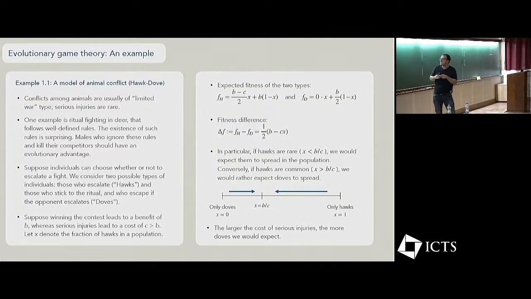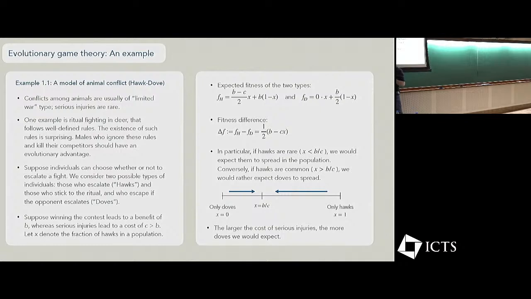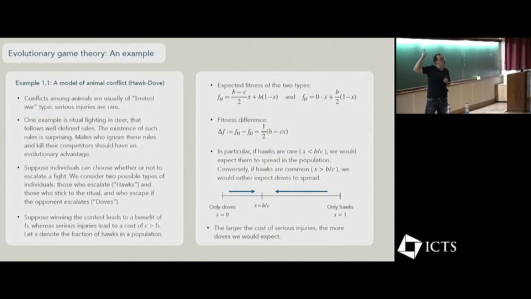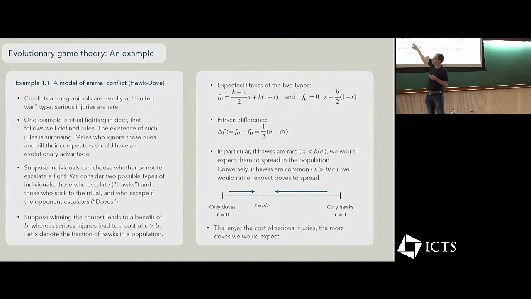What is interesting here, by the way, is that the larger the cost of serious injuries, so the larger the C, the closer this fixed point will be to only doves. And so in particular, if you think of deer with very heavy antlers, there's a huge cost of escalating, and therefore this would explain why most of the deer play dovish strategies. All right, so this is the naive evolutionary approach.